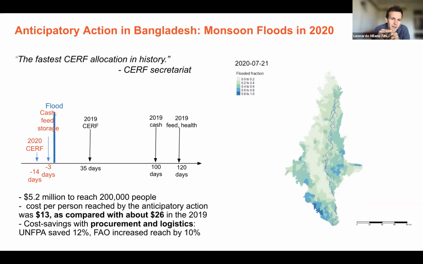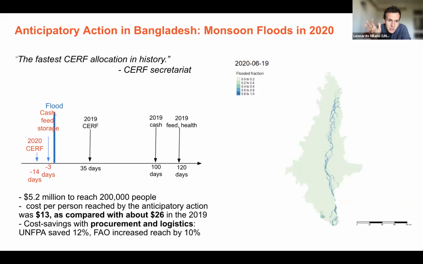What you see in this timeline is a comparison of the allocation from CERF in 2020 compared to previous years. So you see exactly what I was describing before. Humanitarian funding usually comes pretty late. You see, it was 35 days later, and with some cash intervention and health and animal feed it was even later.